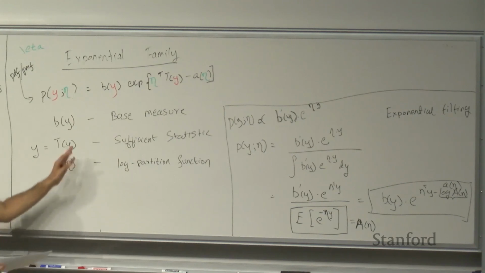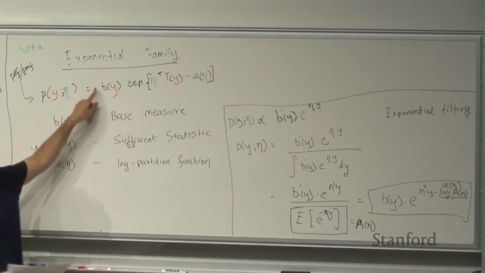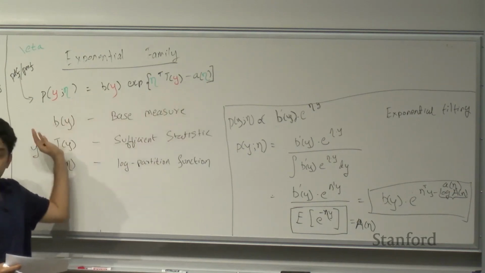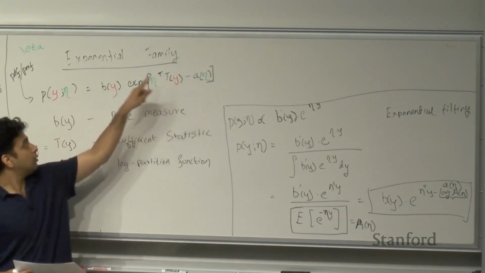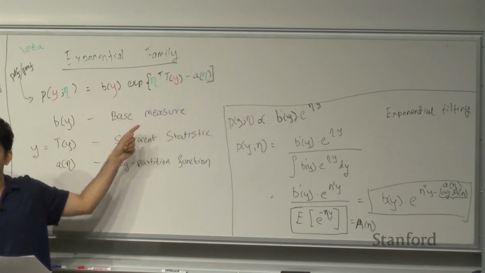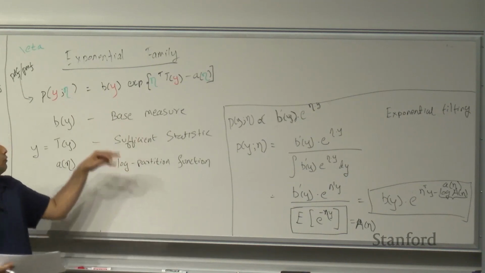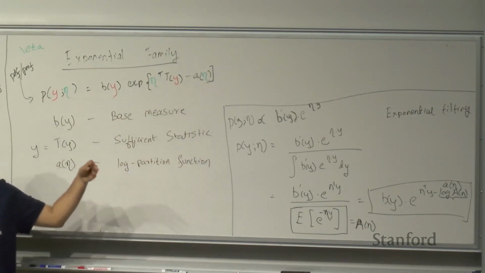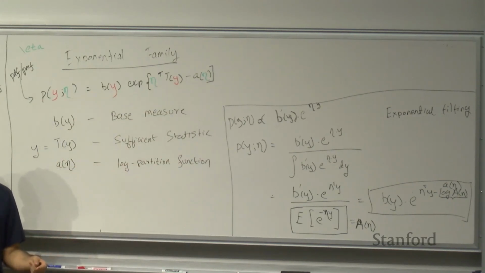The only constraint is that the choices of B, T, and A should be such that this whole term is always non-negative and integrates to 1 when you integrate out y. Subject to those constraints, for any choice of B, T, and A, you have a distribution in the exponential family. Right? Now, any questions before we see how the Gaussian and Bernoulli belong to this family? Any questions with this so far?